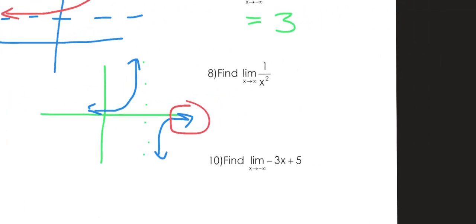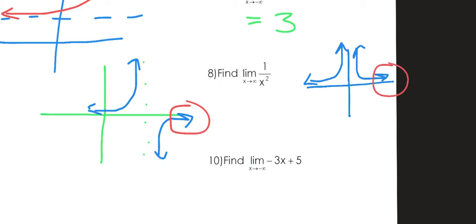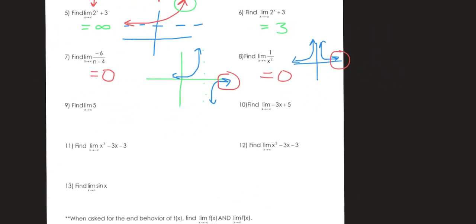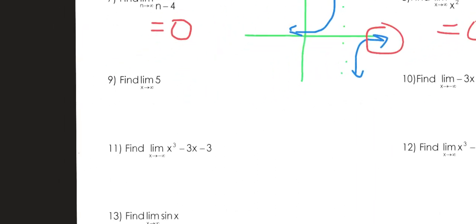Okay, you may or may not know what this picture looks like for 8. They're both positive. The limit as x approaches infinity. Again, we have a horizontal asymptote at the x-axis. So that horizontal asymptote's at 0. That guy's going to 0. 9.